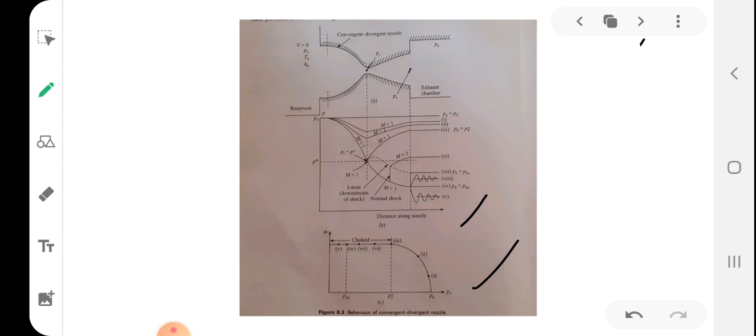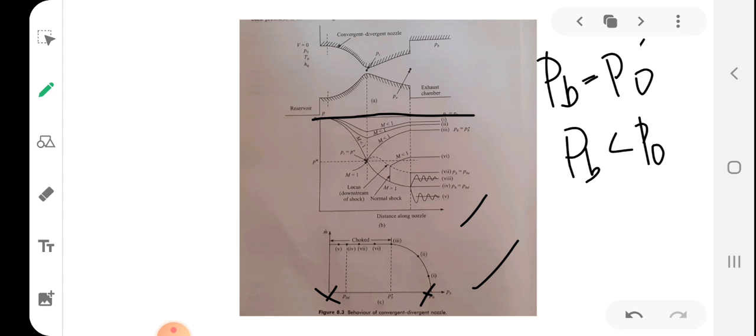Initially, as in the convergent nozzle case, you can see that when PB equals P0, when the back pressure is the same as the reservoir pressure, there is no flow, and this is shown in this particular figure. The pressure will be the same throughout the nozzle, and the corresponding mass flow will be zero. There won't be any flow. But when PB is slightly less than P0, a flow will be induced in that passage.